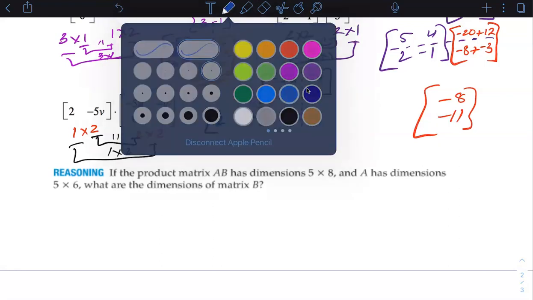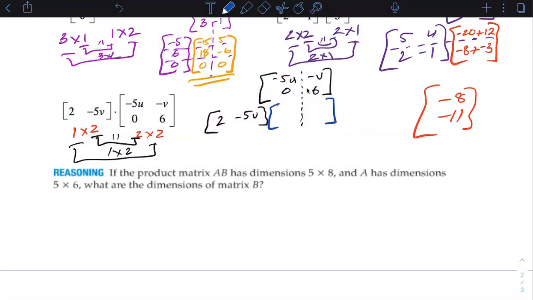So okay, we do get a 1 by 2 matrix. 1 row, 2 columns. Now all we do is the same thing we always do. Multiply the first pair, right? So multiply 2 times negative 5u, which would be negative 10u, plus 0 times 5v, so that's 0. So this is just negative 10u. Then on this side, multiply the first two, negative v times 2, so that's negative 2v, plus, multiply the next two, 6 times negative 5v, so that's negative 30v. Negative 2v plus negative 30v is negative 32v. There we go, we get that.